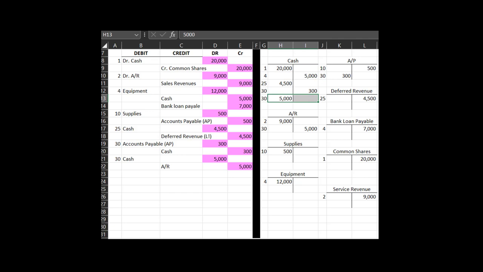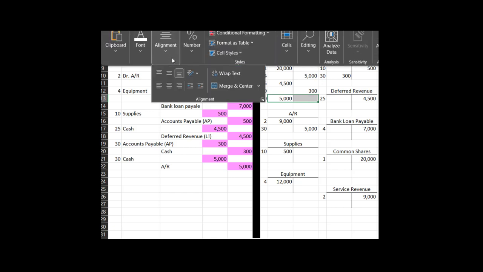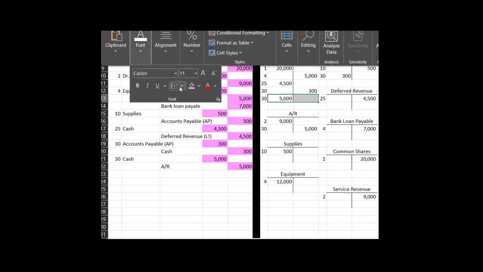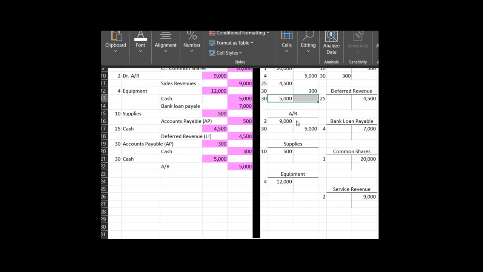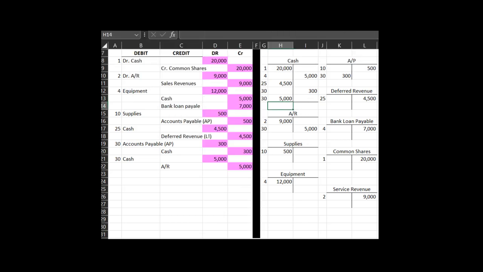So what we're going to do is make a little ending where we're going to do an underline here, and we are going to sum this up. We know it's going to be a debit balance. And we are going to minus our 5,000 and our 300. So cash is going to have an ending balance of 24,200. And we can denote that by an E here.